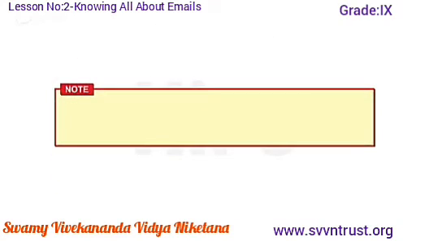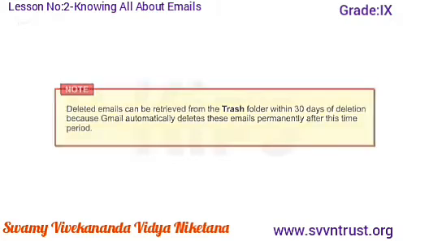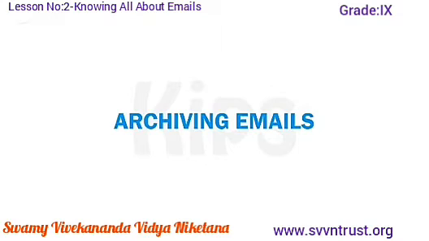Students, note that the deleted emails can be retrieved from the trash folder within 30 days of deletion because Gmail automatically deletes these emails permanently after this time period. Let us discuss archiving emails.